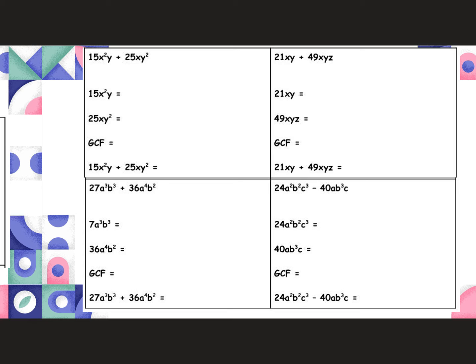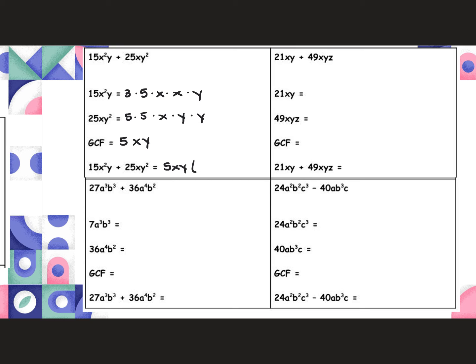All right, so looking here, I have 15x squared y plus 25xy squared. For 15, I'm multiplying 3 times 5. Then I have x times y. For 25, I have 5 times 5 times x times y times y. So we can see they have a 5 in common. They have an x in common and a y in common. So my GCF is 5xy.